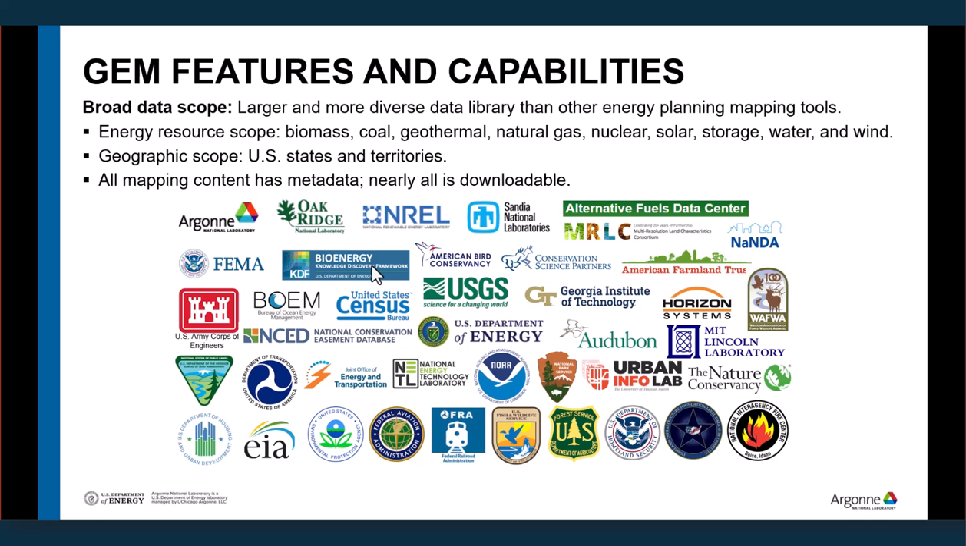The mapping content is collected from these organizations that are depicted with logos. Along with the data itself, we collect the metadata from the sources and include it so you can see data sources and a lot of information about the data. And you can download most of the data content in GEM. That download capability is really intended only for convenience. If you're really working in depth with the data, we recommend that you go to the original data source, make sure you have the latest version. There may be other content that we didn't include in GEM, and just go to those sources if you need to work with those data at that level.